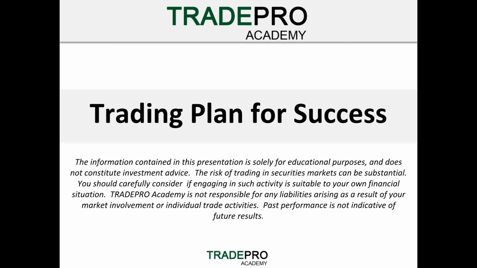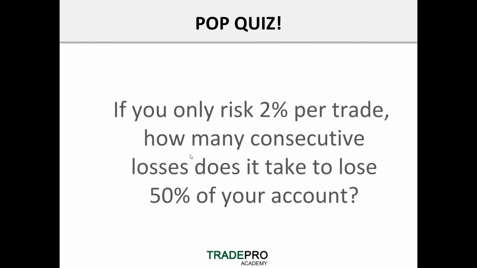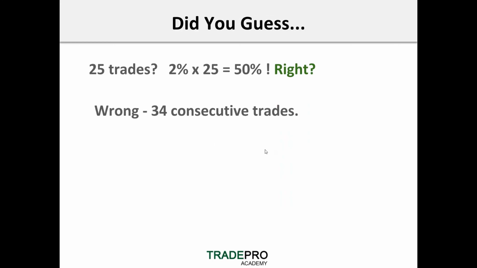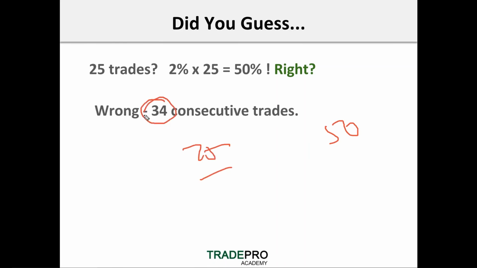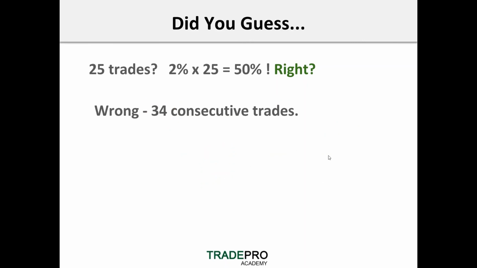Let's do this. If you fail to plan, you're planning to fail. And a trading plan is that important. If you only risk 2% per trade of your account balance, how many consecutive losses will it take to lose half of your account? You actually need 34 consecutive losing trades to lose 50%, not 25. So the way the math works out, and I'll show you in a minute, it actually allows you to be wrong more often and still make money. Okay, and we'll look at that as well.